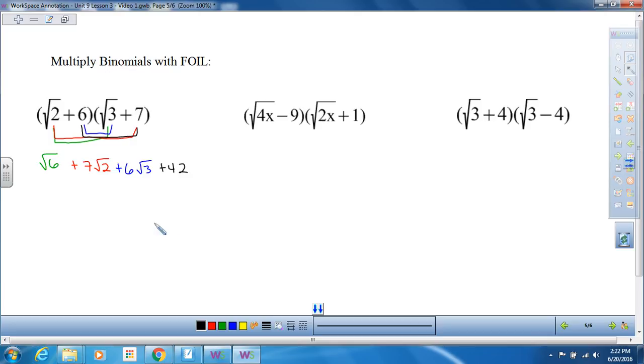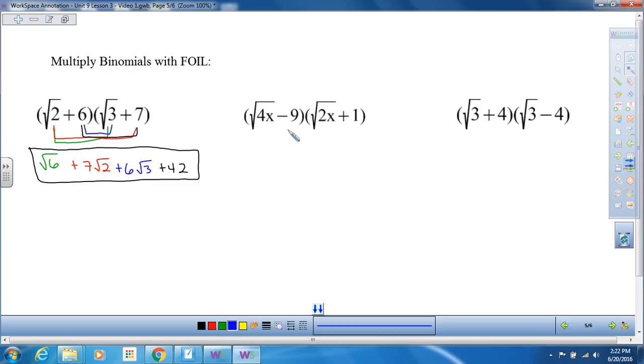Okay, and then I would want to simplify if I could, meaning combine like terms, but none of these are like radicals. So really, this is my final answer. The only thing is you might see the 42 written in front, but pretty much this is all we can do. Okay, let's look at the next one. This would be a good time for you to pause and practice on your own.